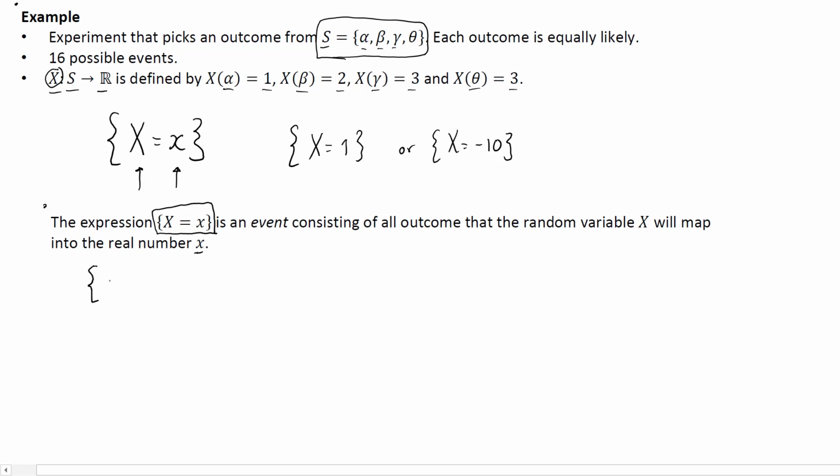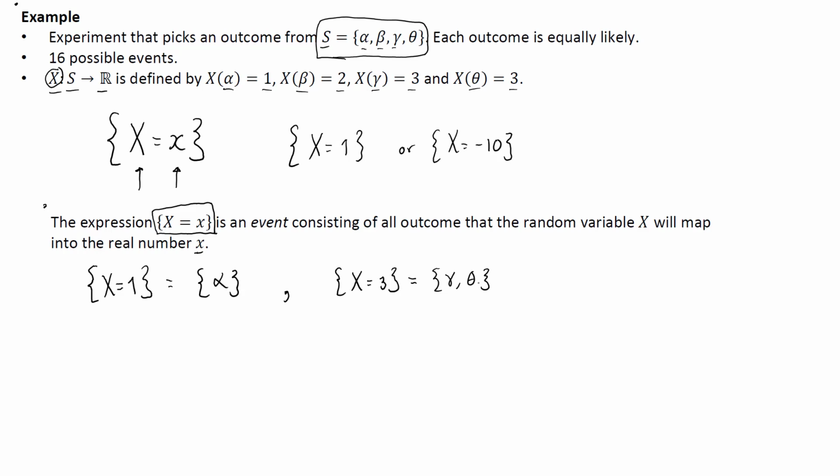For example, this event {X = 1} is the collection of all outcomes that the random variable X will map to 1. Well, it only maps one symbol to 1, namely alpha. So this is exactly the same thing as {alpha}. In the same way, the event {X = 3}, well, that's the event consisting of both gamma and theta, simply because X will map both gamma to 3 as well as theta to 3.